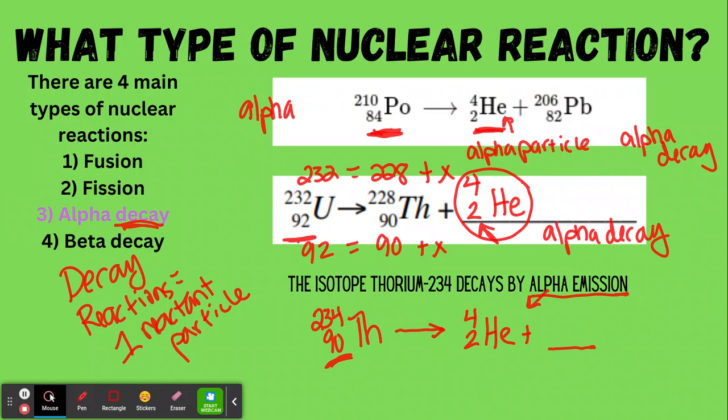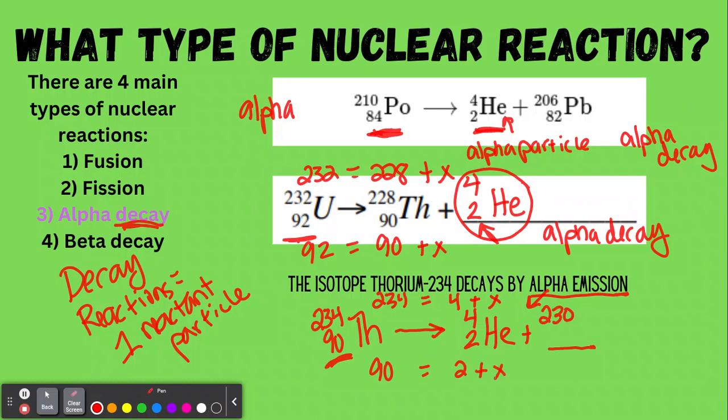Okay. So when I do this, my top then, I've got 234 equals 4 plus X. So this should be 230. And then on the bottom, I have 90 equals 2 plus X. So this should be an 88, right? And so when I look for 88 on the periodic table, I see that this is radium. Okay, so that is how you would do that whole process.